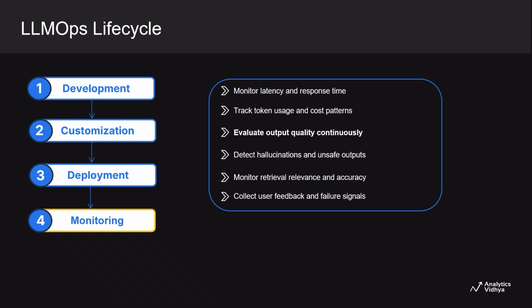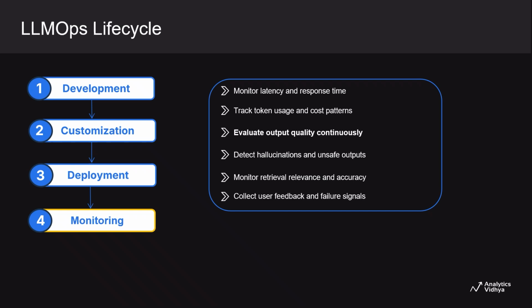Now let's move to the fourth stage, monitoring. Once the system is live, we must continuously observe how it behaves in production. First, we monitor latency and response time. If responses become slow, user experience suffers, even if answers are correct. Second, we track token usage and cost patterns. Since LLMs are token based, usage directly impacts expenses. Cost visibility is very essential.